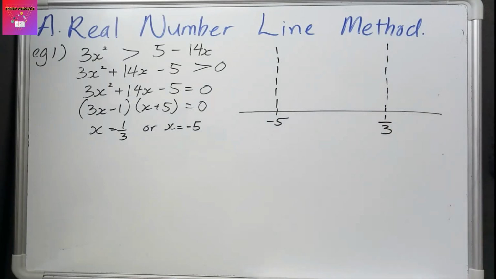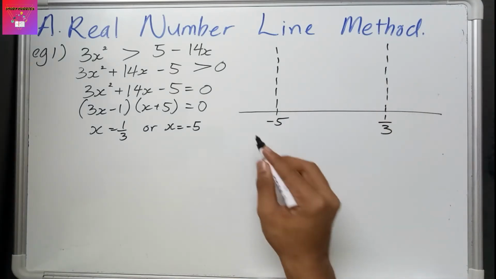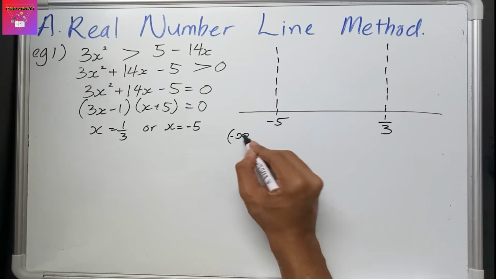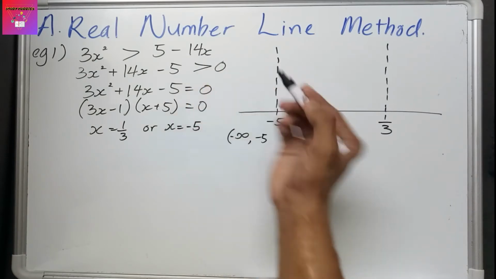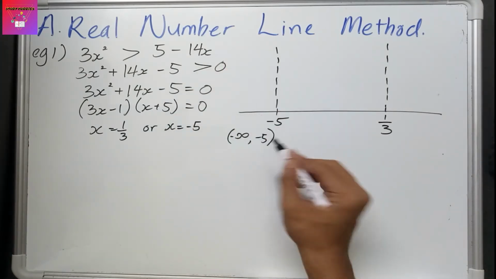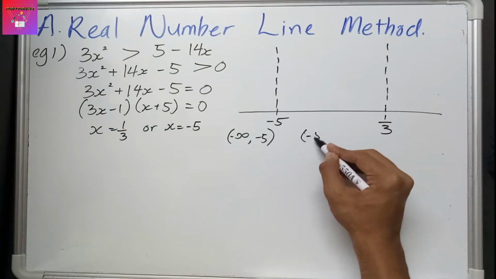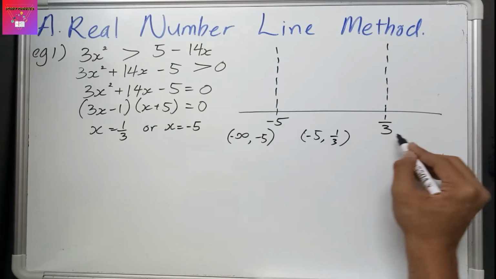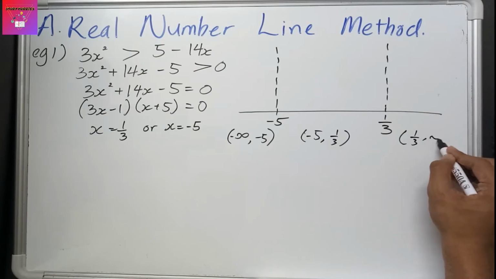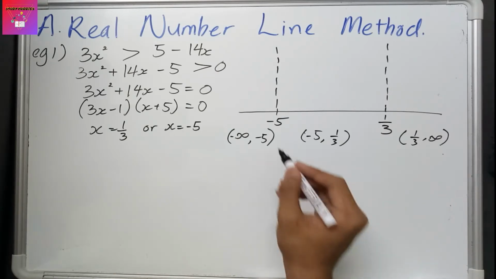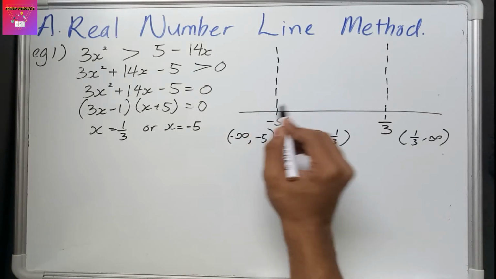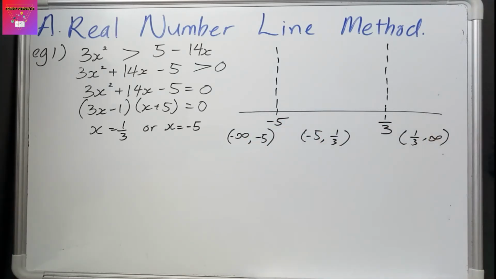Okay, so now what we are going to do is find 3 separate ranges. So -infinity to -5. Since there's no equal there, it's just going to be an open bracket. This range is going to be -5 to 1 over 3, and this range is going to be 1 over 3 to positive infinity. Okay, so now we are going to substitute values from each of these intervals into this equation.